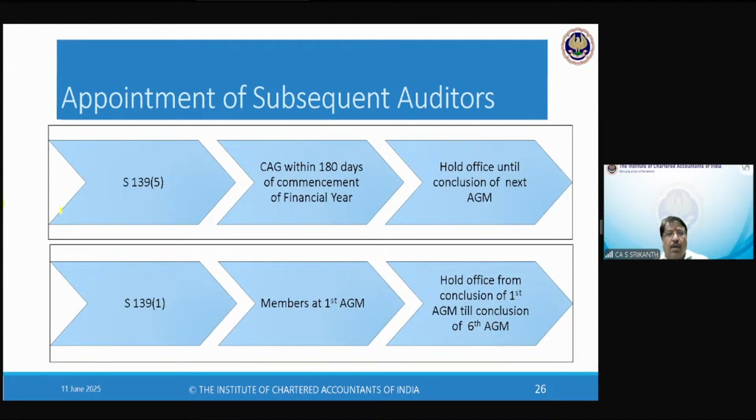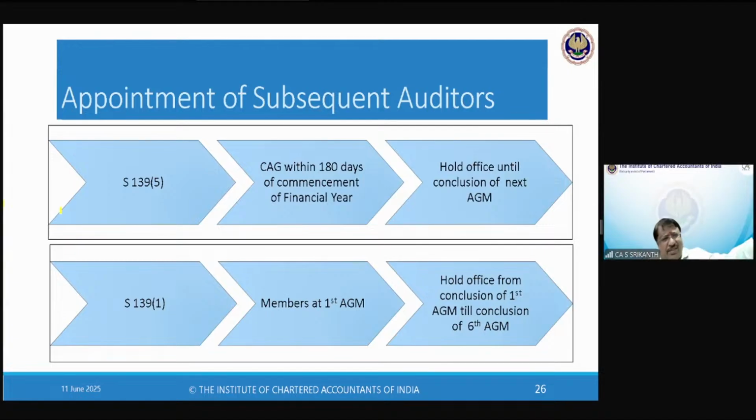Got it? He will hold office until the conclusion of the next AGM. Every year, the CAG will appoint again. No comfort of 5 years and all for government. But usually, when a CAG appoints an auditor, they give the appointment for 3 years. Normally, they will renew it for 3 years. After that, cooling period and all that. And this is only an option. No rule, no condition, no section.